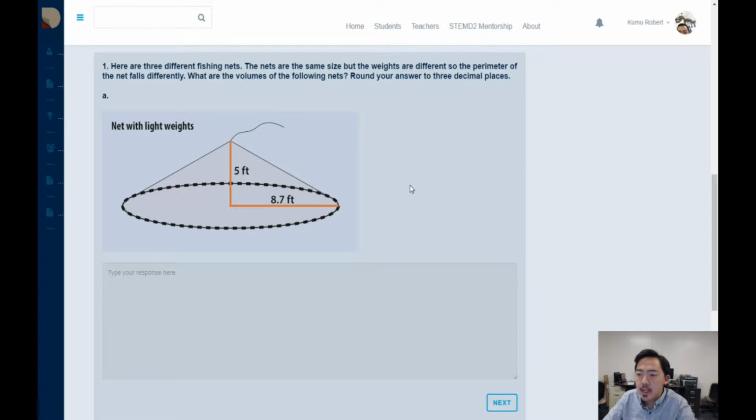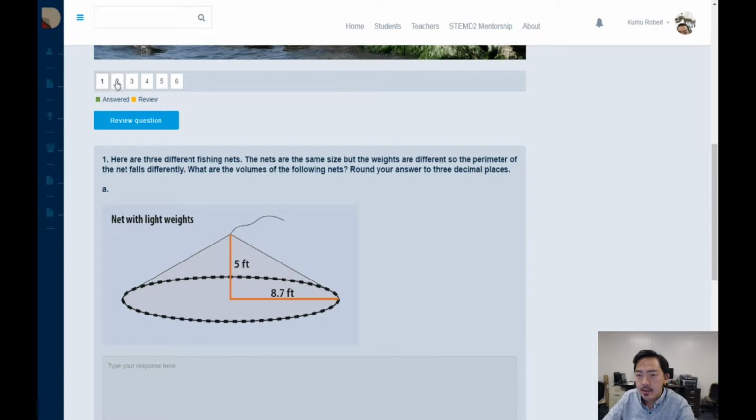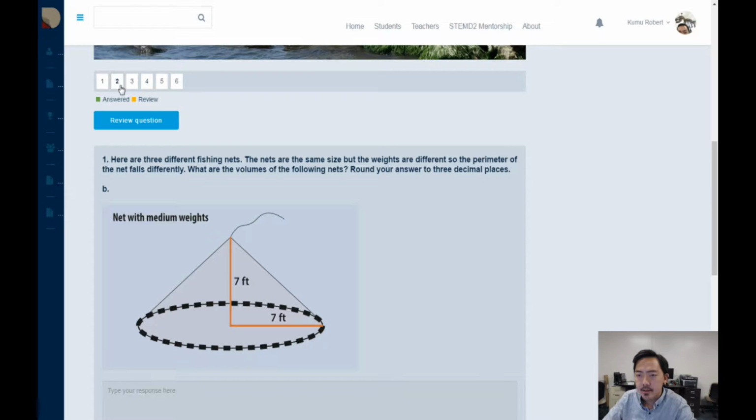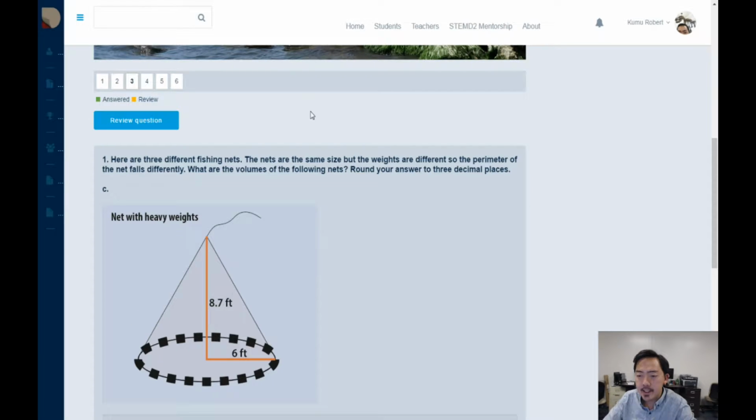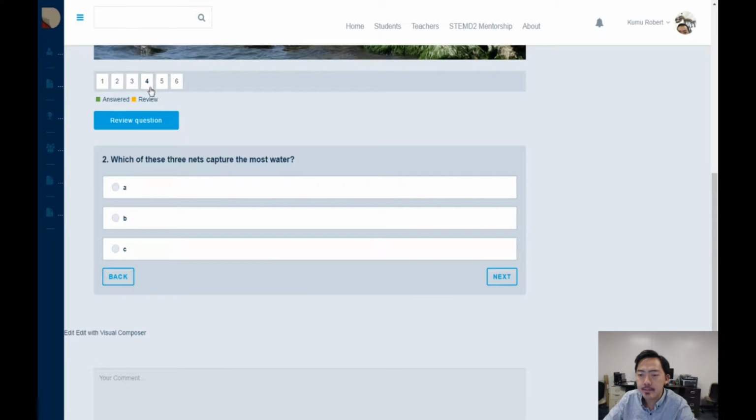In this activity, we will use the formula for the volume of a cone in order to figure out how much water is inside this net. So here we have a net with light weights. Here's a net with medium weights. And here's a net with very heavy weights. They have slightly different shapes due to the different weights, and this might mean that they have different volumes. After you've figured out the volumes of the three nets, please take some time to compare them.